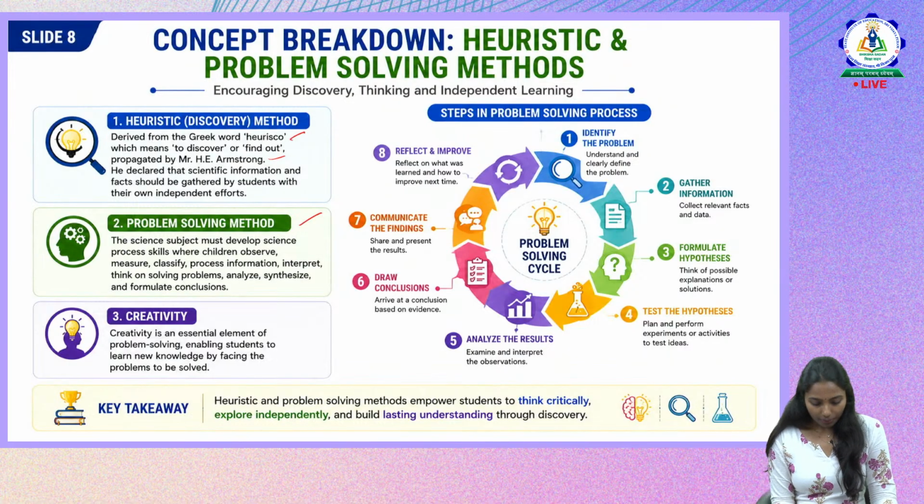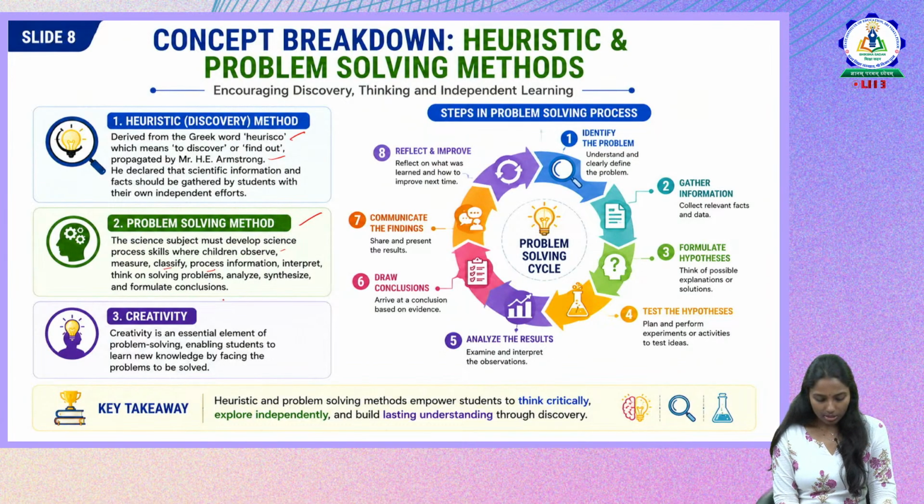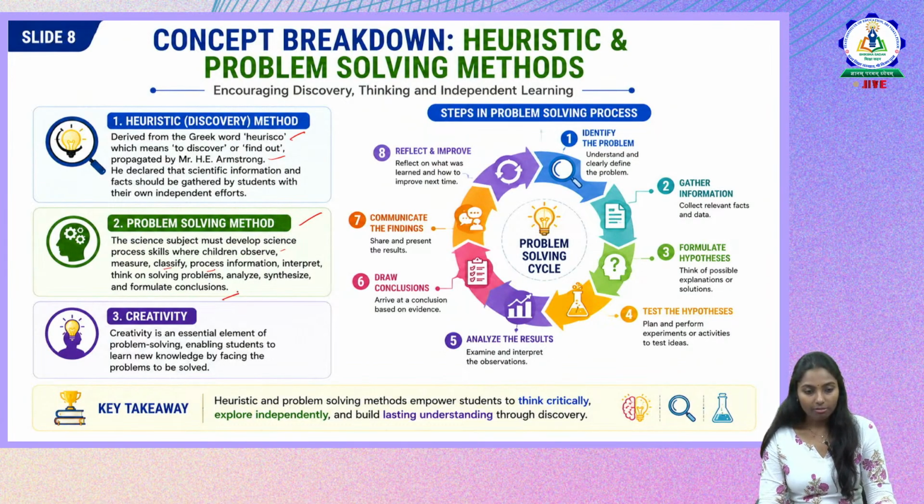observe, measure, classify, process information, interpret the problem solving, analyze, synthesize, and formulate conclusions. So these are the process skills. You can remember: observe, measure, classify, process information, interpret, think on solving problems, analyze, synthesize, and formulate conclusions. So these are the scientific process skills. The problem solving method will help encourage them to develop all these scientific process skills.